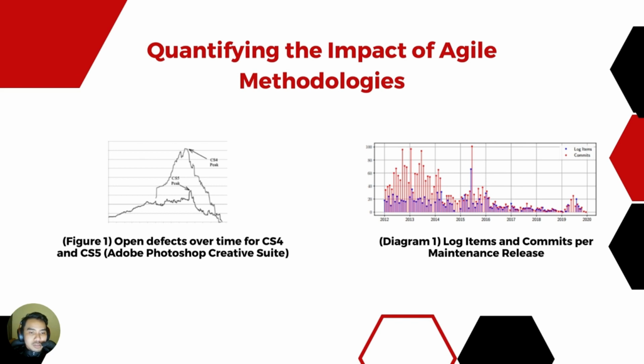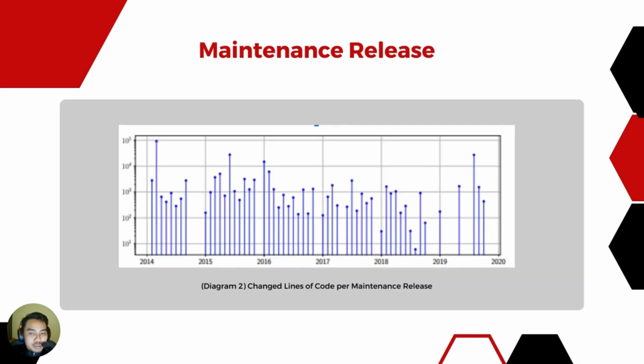Second is diagram 1. The diagram shows a decreasing trend in both the number of commits and log items per maintenance release. This suggests that Adobe was able to identify and fix issues early in the development cycle, leading to a reduction in the need for rework in later stages. This aligns with the principle of Agile methodology, which emphasizes iterative development, continuous feedback, and early defect detection. So the last one is maintenance release.